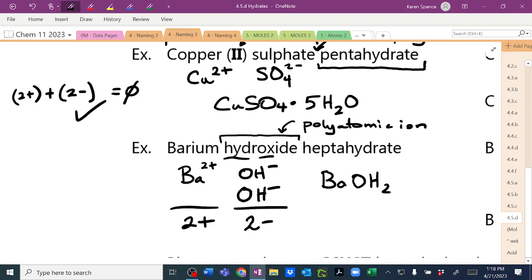Somebody's shaking their head at me. What's wrong with what I've written? I need brackets because right now, this 2 only refers to the hydrogen, right? I have 2 hydrogens, but I also have 2 oxygens. So I need brackets so that I get both 2 hydrogens and 2 oxygens.